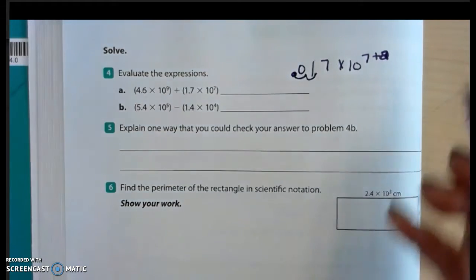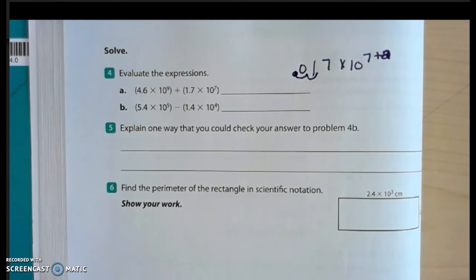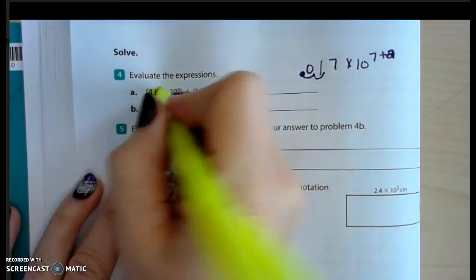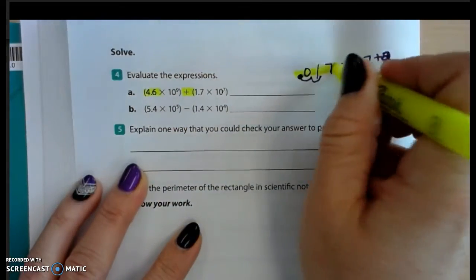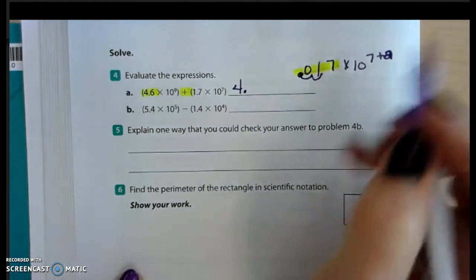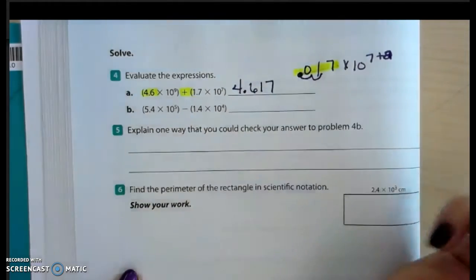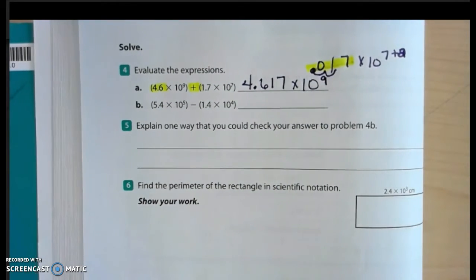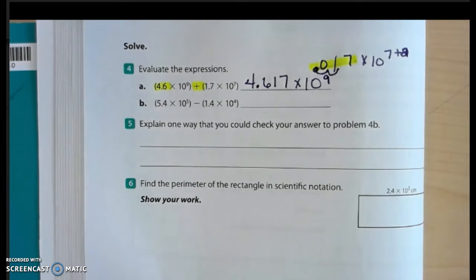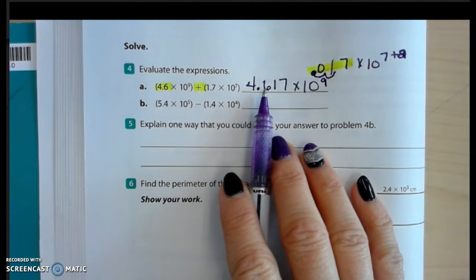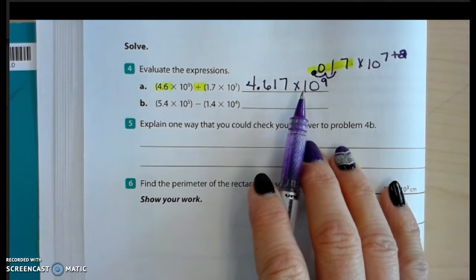Now I'm going to add, and I need you guys to remember that when you are adding these, you're going to add the constants and you're going to keep the base 10. So we're going to have 4.6 plus 0.017, which would be 4.617 times 10 to the 9th. We keep the base 10. Then you're going to check to see if it's in proper scientific notation. I should have one digit between 1 and 9 to the left of the decimal, and I should have a base 10, which I do.